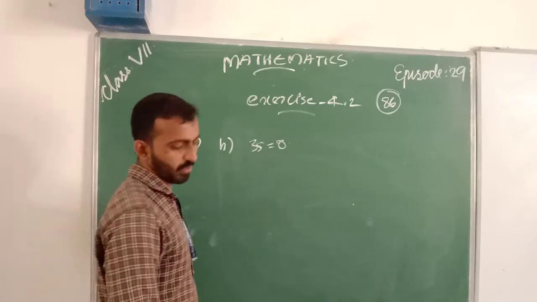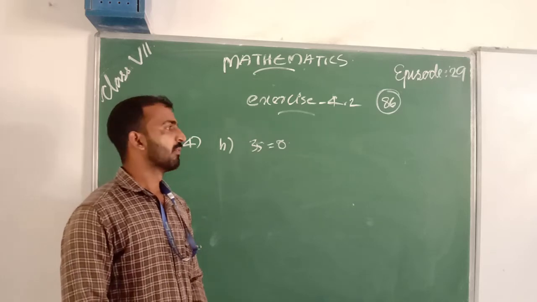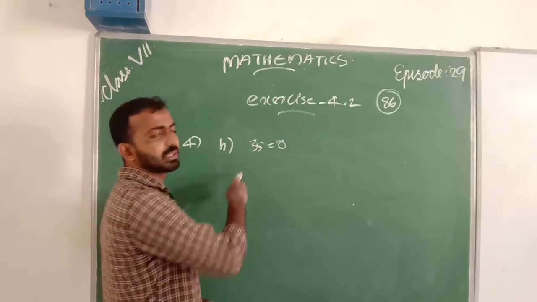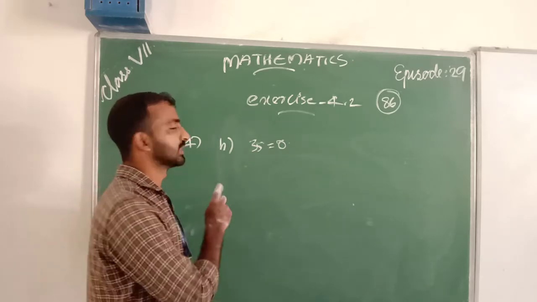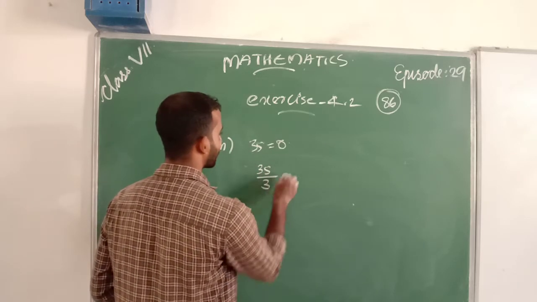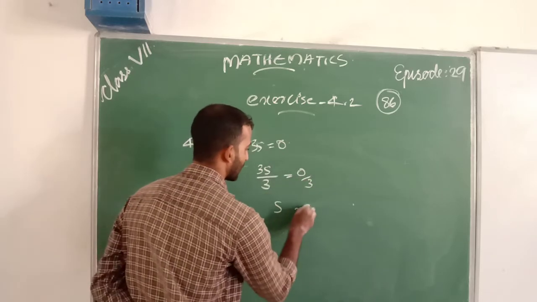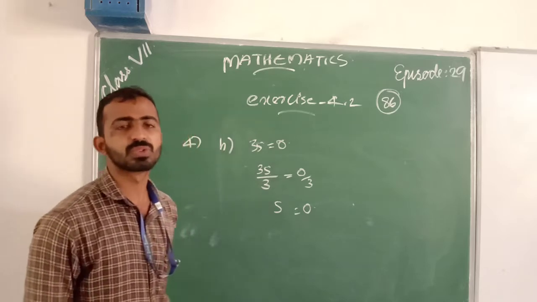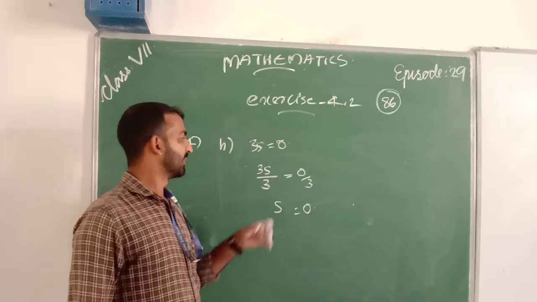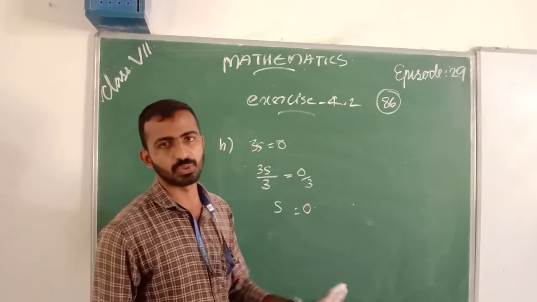3s equal to 0. What is the answer? Anyone can say? First we take the division. We divide 3 throughout this equation. That is 3s by 3 equal to 0 by 3. That is s equal to 0. When we divide 3s by 3, we get s. 0 by 3 means 0 divided by 3, that is 0.